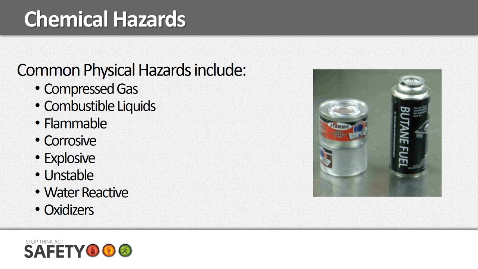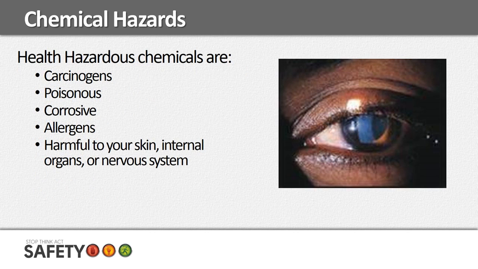Common physical hazards from chemicals we are most likely to come into contact with are compressed gases, combustible liquids, flammable liquids or gases, and corrosive chemicals. Other hazards that exist include explosive, unstable, or water-reactive items and oxidizers. Health hazardous chemicals include those that are known carcinogens, poisons, corrosive such as acids, allergens, and otherwise harmful to your skin, internal organs, or nervous system.